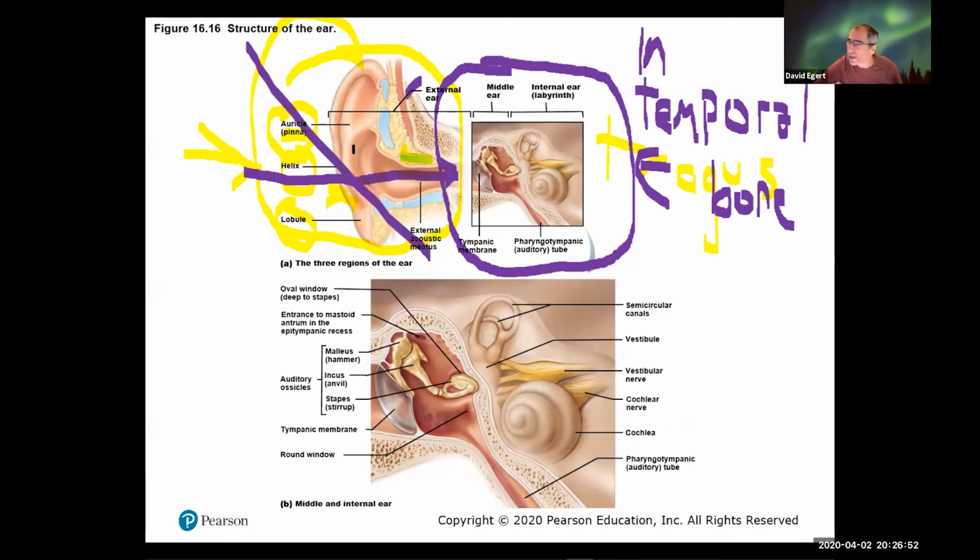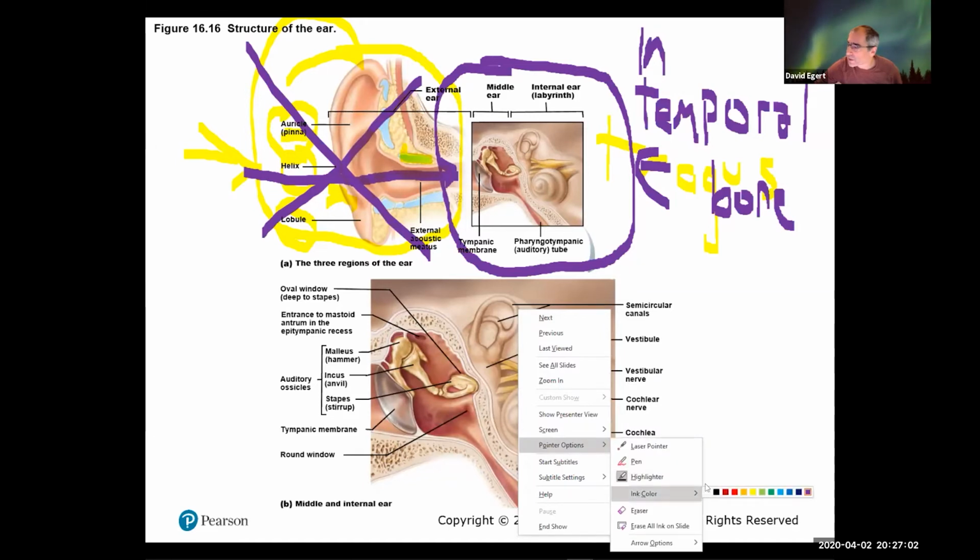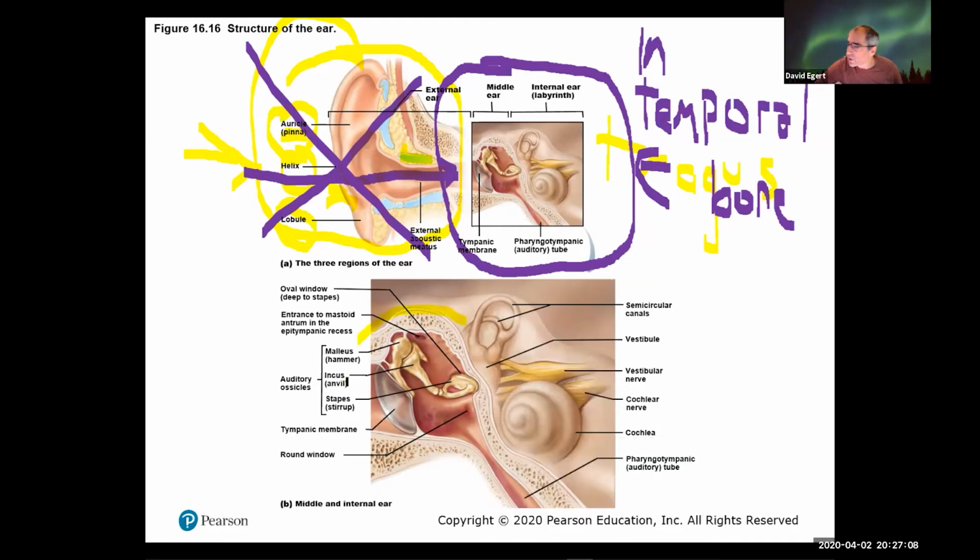So we're going to forget about the external ear now. We're going to focus in on the middle ear, which is, let me go to my pointer options again. Let's get the ink more light again. We're going to talk about this middle ear, and then we'll spend more time talking about the inner ear here. In general, the middle ear, this is where we find the eardrum. So the eardrum, this is the tympanic membrane.